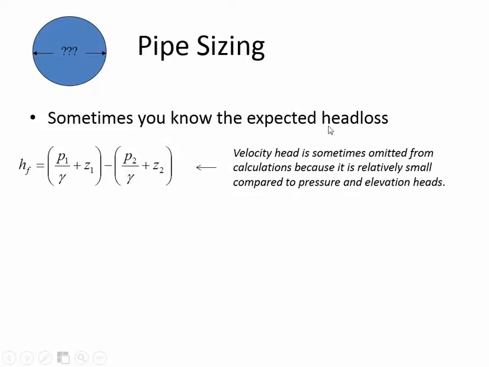The velocity term, of course, goes into the energy equation, but it's a common practice to neglect the velocity head term because relatively little energy exists as velocity head compared to elevation and pressure head. Unless the water is moving very, very fast, it doesn't account for much of the energy.